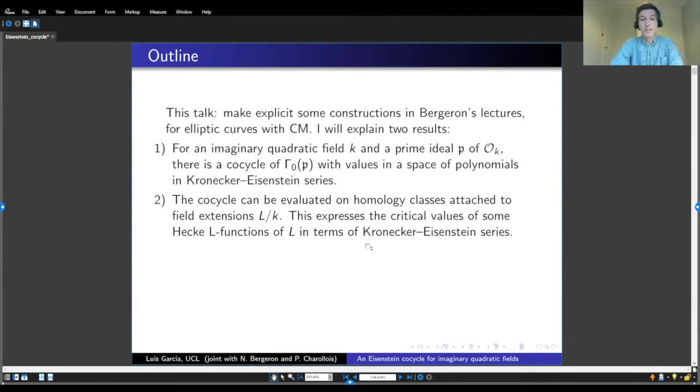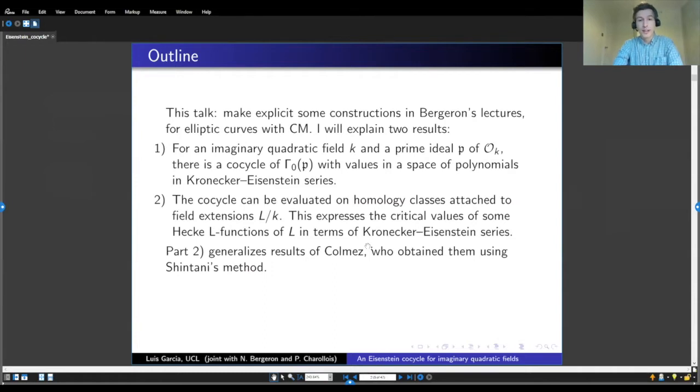And the second result is that this cocycle can actually be evaluated on homology classes coming from field extensions. And the result is essentially given by partial zeta functions. So these two things combined give formulas for critical values of some L-functions of extensions of K in terms of Kronecker-Eisenstein series.